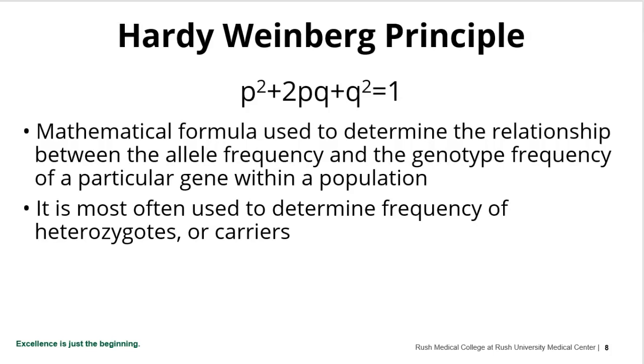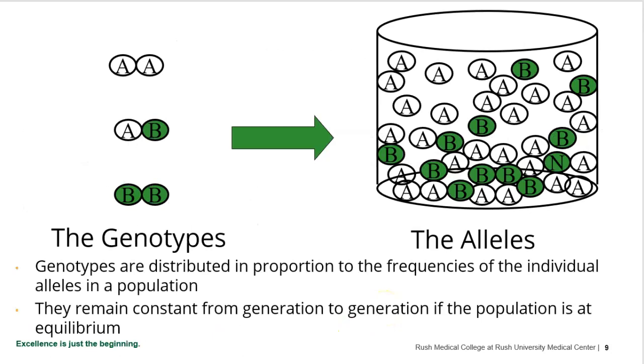This is a mathematical formula used to determine the relationship between the allele frequency and the genotype frequency. It's most often used to determine the frequency of heterozygous carriers for a recessive disorder, but it can have other uses. So let's say we have 2 alleles, A and B. So we could have 2 A's, we could have A and B, or 2 B's. And this is just showing a jar with a bunch of these jumbled around, and so you pick 2. And the genotypes are distributed in proportion to the frequency of the individual alleles in the population. And they remain constant from generation to generation.